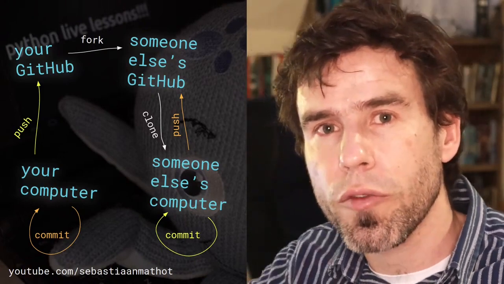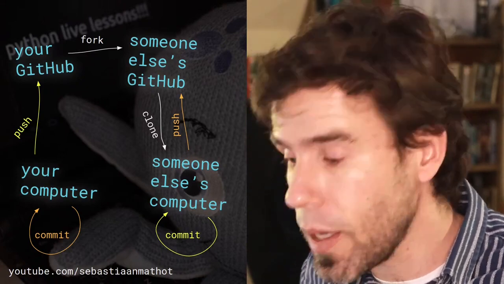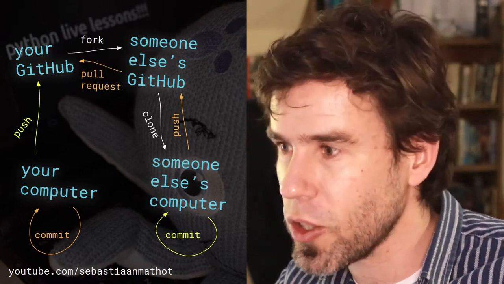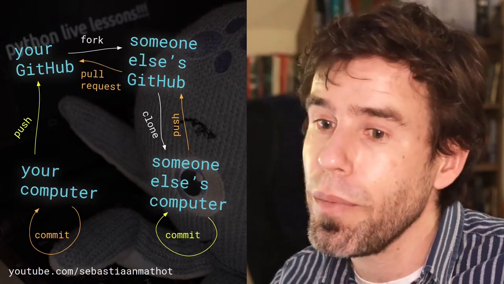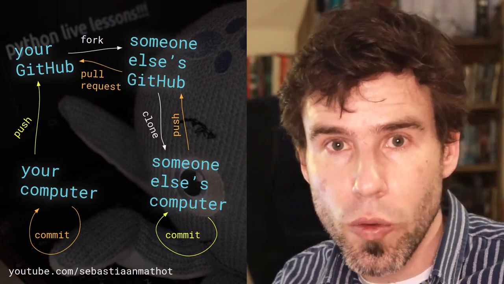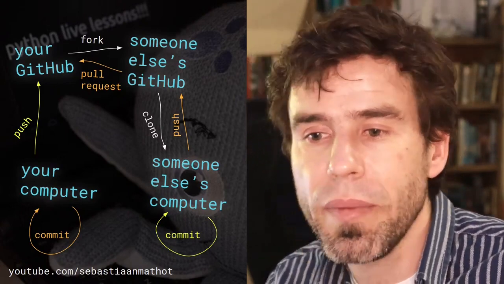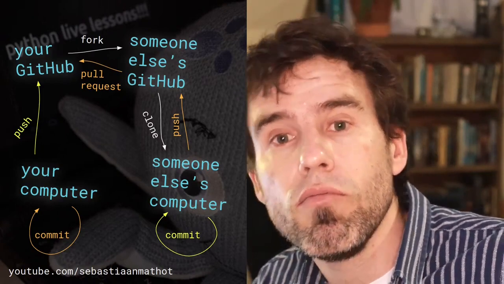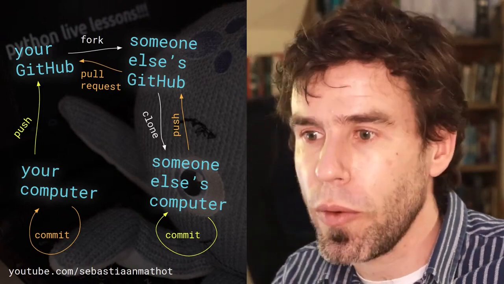Now, how do you then synchronize those things? The first step is that that person sends you a pull request. You see how the schematic starts to become complex now. And a pull request is really literally a request. It is telling you, okay, I made some changes to your code. Do you want to take them over from me? And then you can say yes or no to that request.